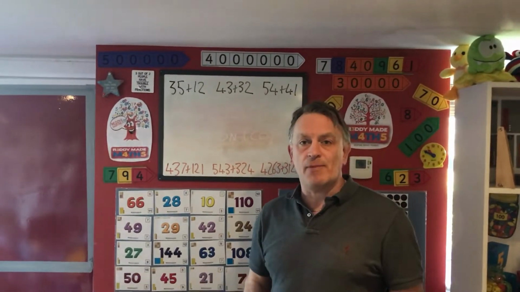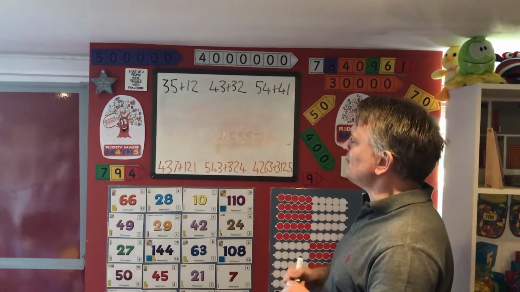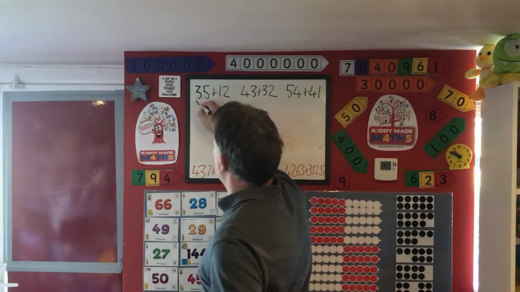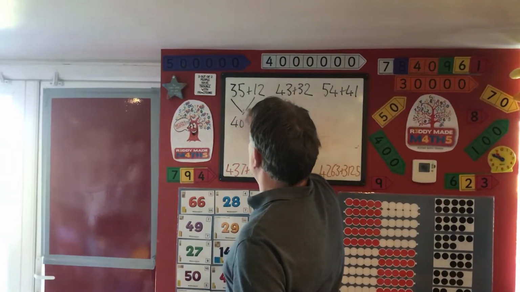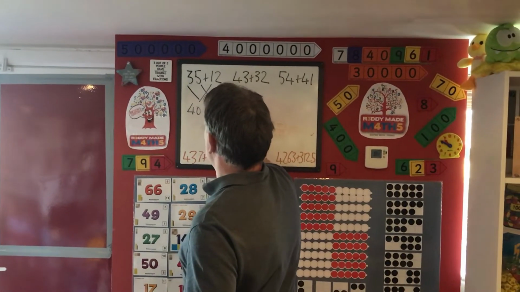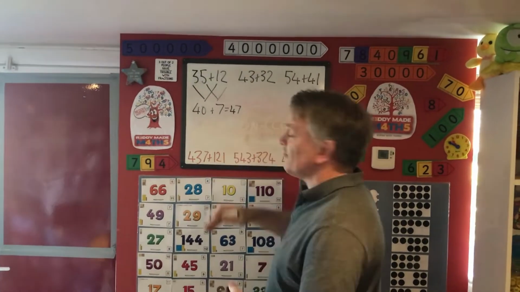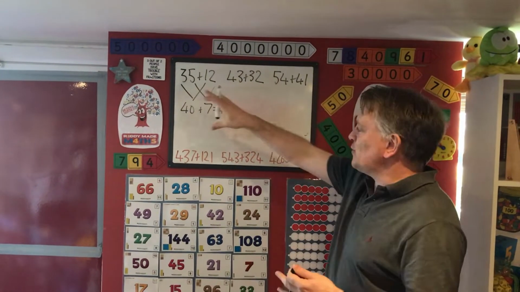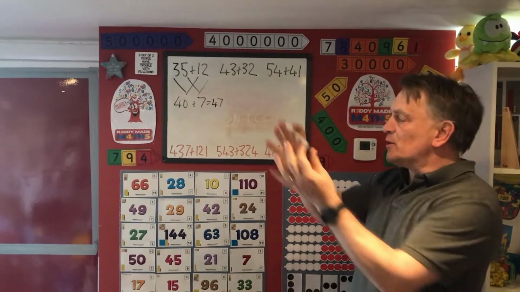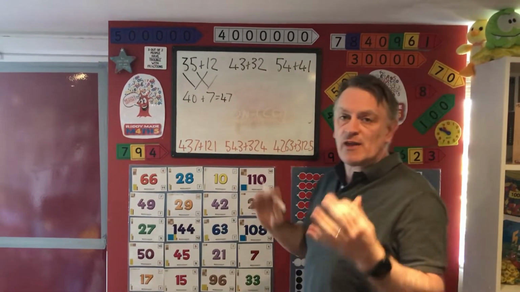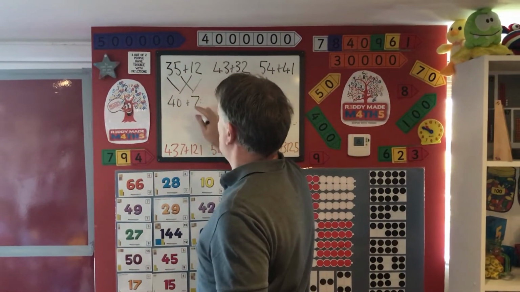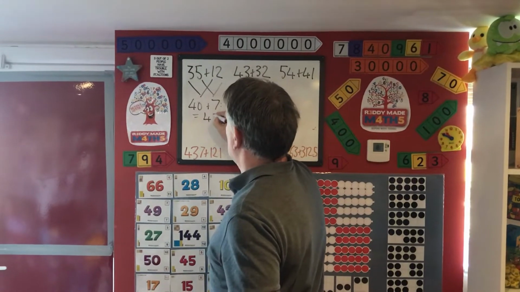Rather than using pencil and paper, we just look at the numbers and go, let's just partition them. 30 and 10 equals 40, 5 and 2 equals 7, 40 and 7 gives us a total of 47. That's using the partitioning strategy. I've used something there called partition jot, which allows you to do just a very quick jotting to explore what you've just done in your head. I'll actually just put the answer down there.